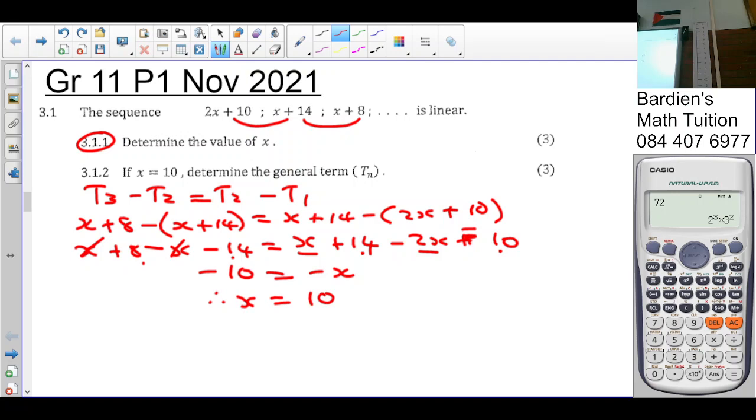Then in 3.1.2 we are told that, and that now confirms this here. But say for argument's sake you got the 8 here, which is wrong. They tell you if x is 10, then you can't use your 8. Even if you think you are right, you can't use your 8. You must use what is given here.